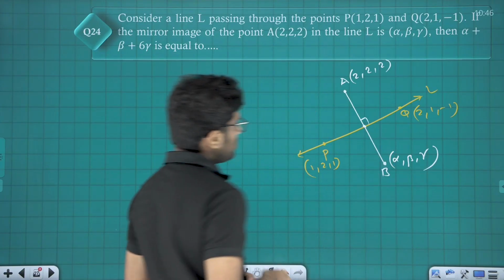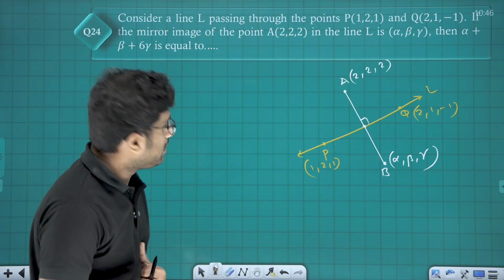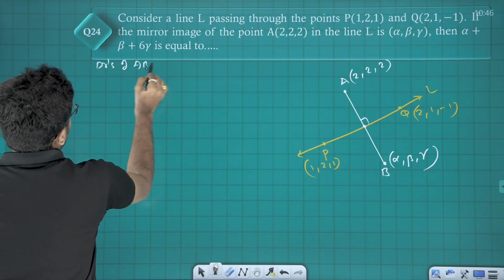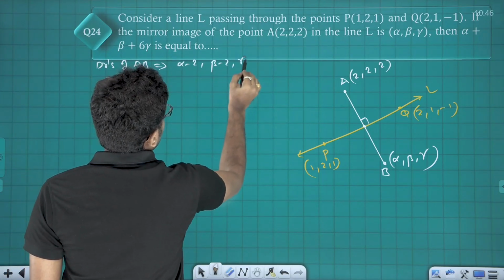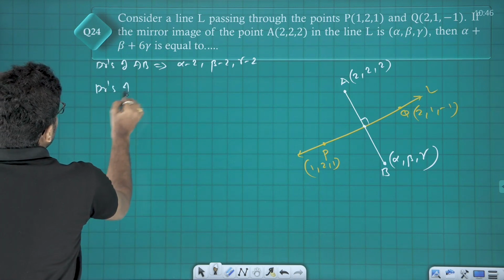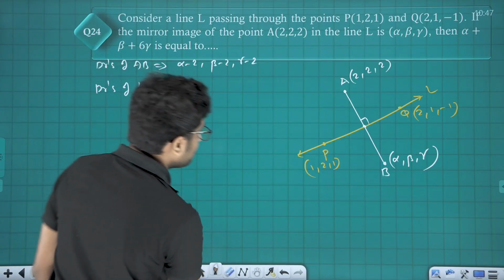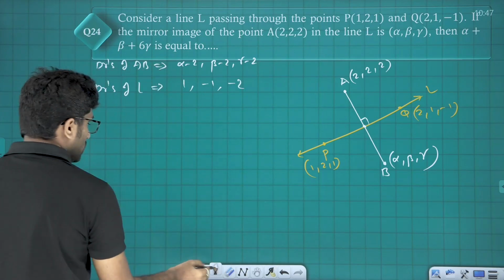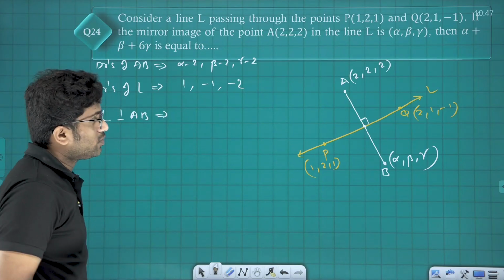So if B is the image of A with respect to the line, that means AB will be perpendicular to PQ. So let's first find the DRs of AB. DRs of AB will be alpha minus 2, beta minus 2, gamma minus 2, that is x2 minus x1, y2 minus y1, z2 minus z1. DRs of the line, that is PQ, will be 2 minus 1, 1 minus 2, minus 1 minus 1, that is 1, minus 1, minus 2. So now L is perpendicular to AB, which implies a1 a2 plus b1 b2 plus c1 c2 will be 0.